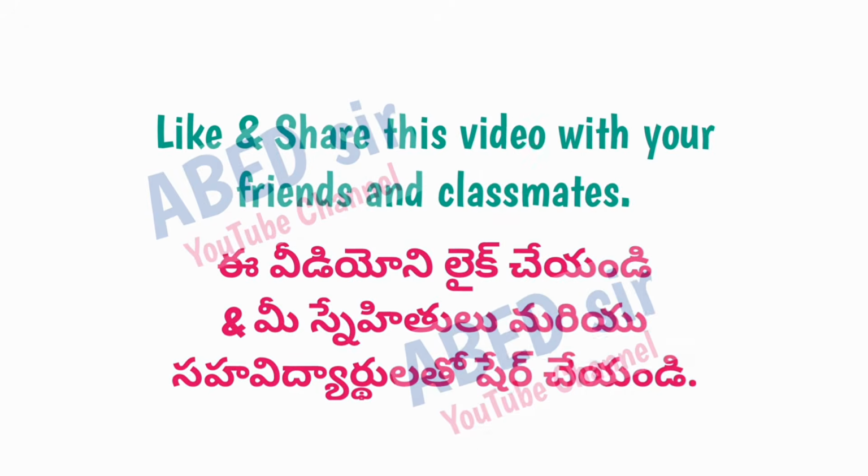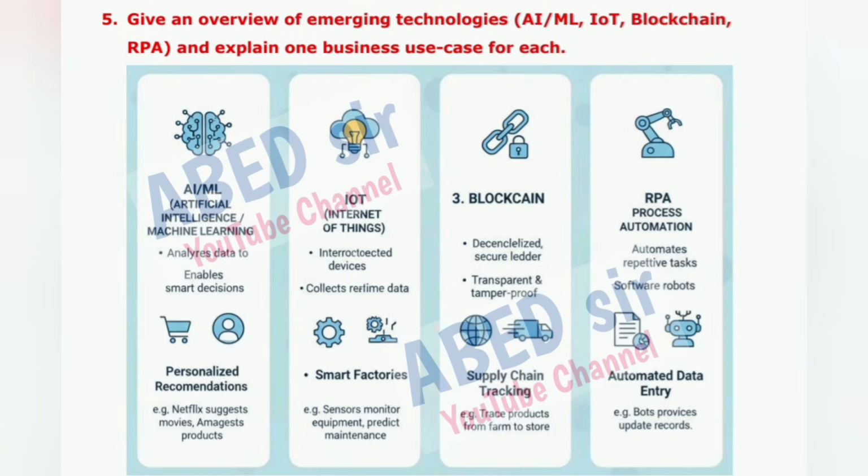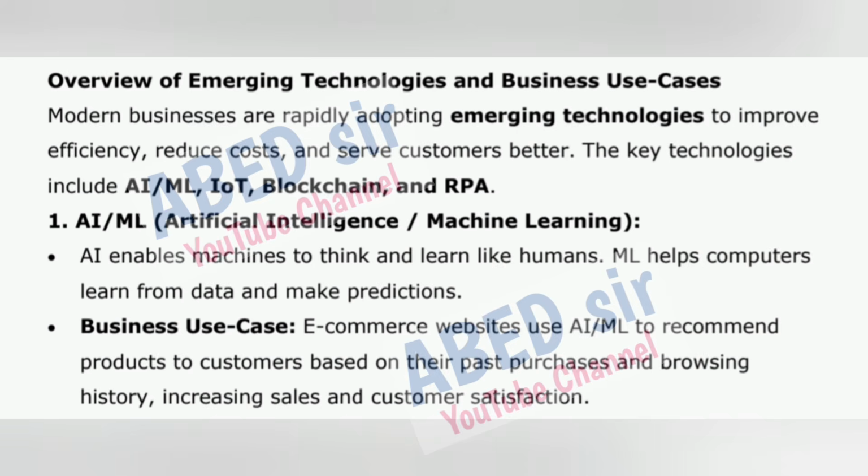Next important long question is 5. Give an overview of emerging technologies, AI, ML, IoT, blockchain, RPA, and explain one business use case for each. Overview of emerging technologies and business use cases.